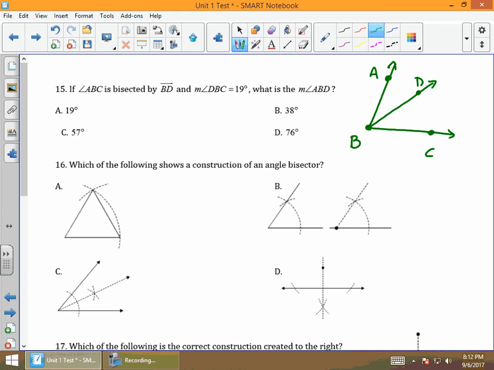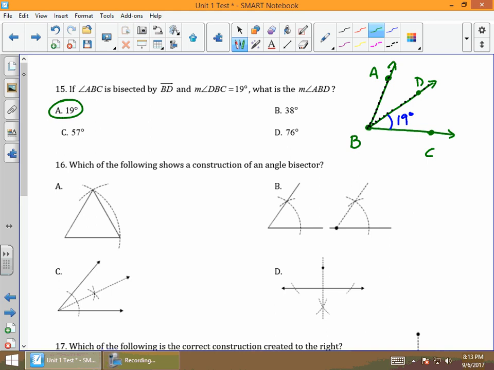And then it says that the measure of angle DBC, so DBC down here, this is 19 degrees. When you think about what it's asking for, it wants us to find ABD. So it wants us to find this angle here that you see highlighted in black. Well, the word bisect means to cut in half. So if the bottom half is 19, the top half has to be 19. So the answer is A, 19 degrees.